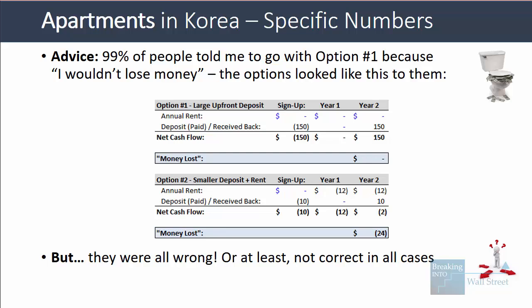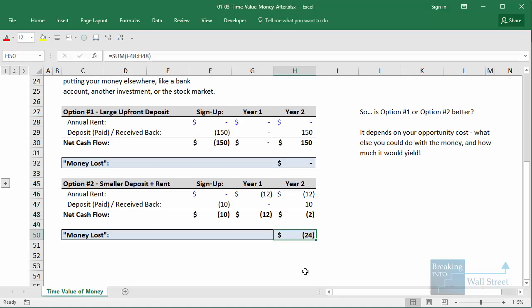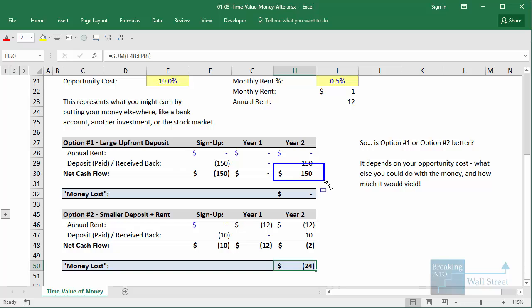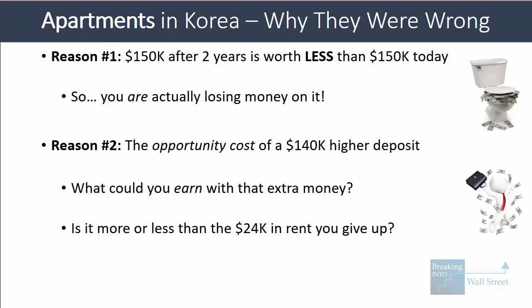this decision. So the reason why they were wrong is that $150,000 after 2 years is worth less than $150,000 today. So yes, Excel tells us that we get back this $150,000 after 2 years, but it's not going to be worth as much to us in 2 years' time. We could have taken this money and invested it today and earned something with it and gotten more than $150,000 in 2 years. So actually, if we had just locked up our money like that and done nothing with it, we would have lost money on this.